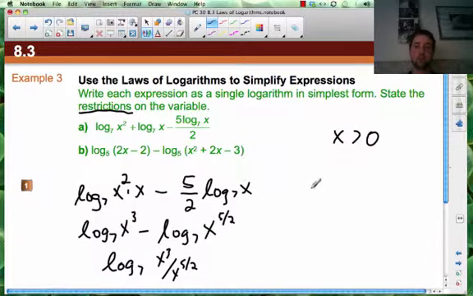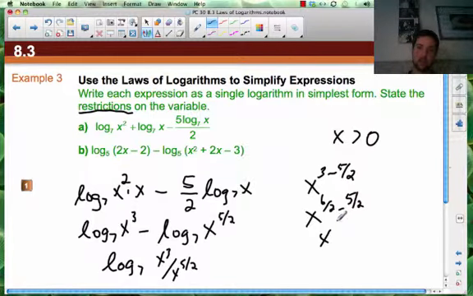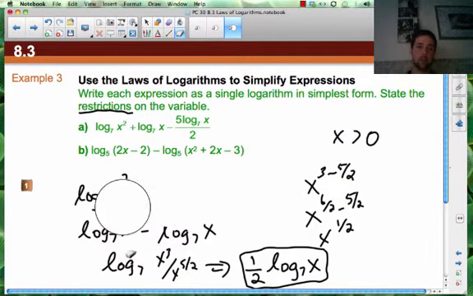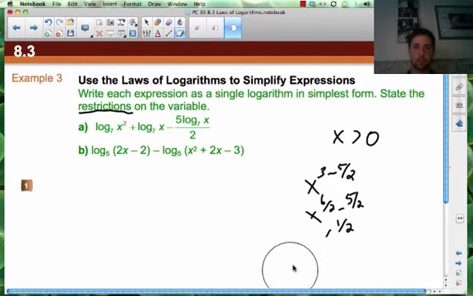Okay, now x cubed divided by x to the 5 halves is x to the 3 minus 5 halves. 3 can be written as 6 halves, and we're subtracting 5 halves, which gives us x to the 1 half left. Now that is root x, but we're going to leave it as x to the 1 half, so we can toss it as a multiplicative coefficient out front, and we get 1 half log base 7 of x, and that is our simplest form.